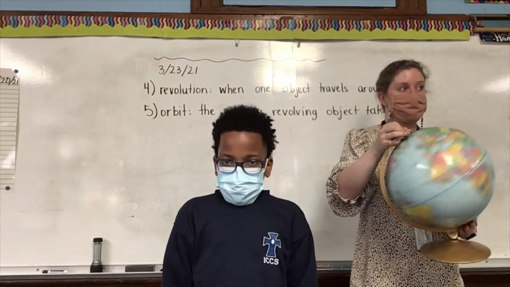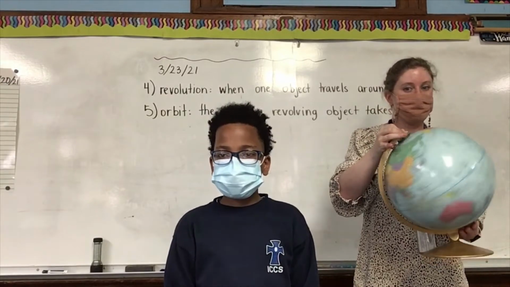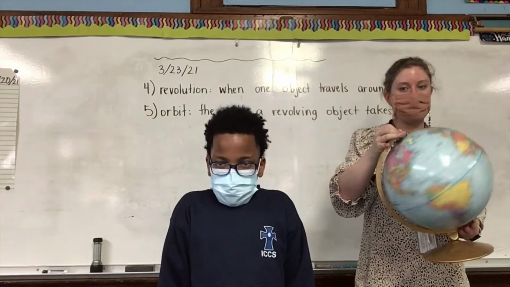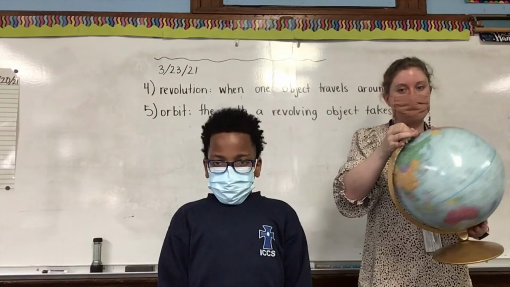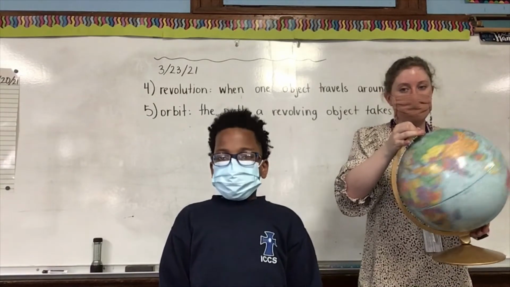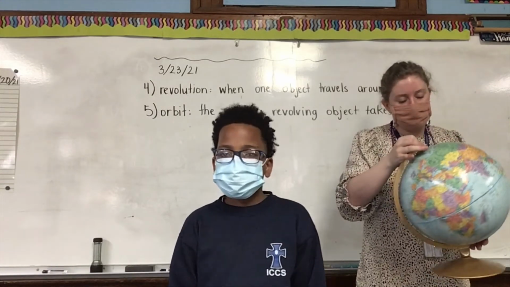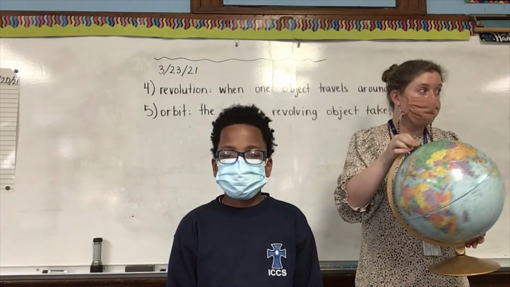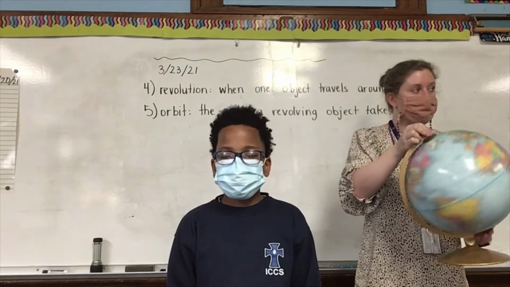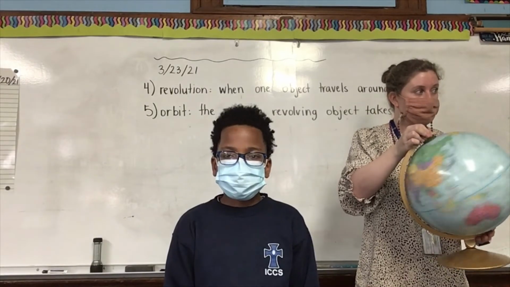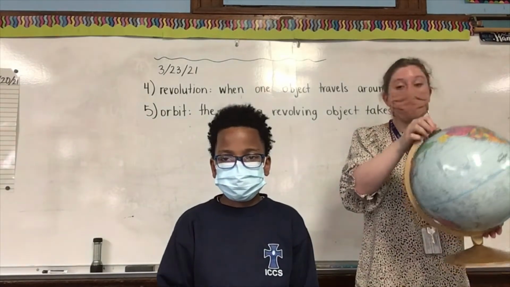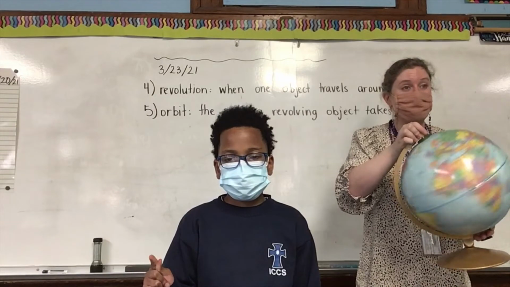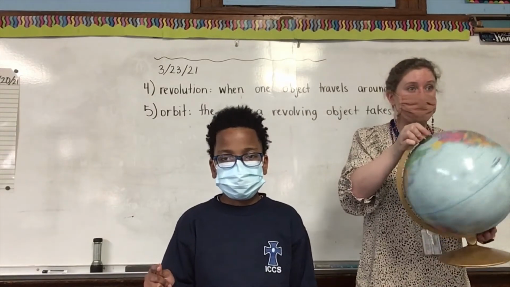What season is it in the northern hemisphere now? Winter. Summer. Why is it summer in the northern hemisphere right now? Because now the northern part, the top of the globe, is facing the sun.